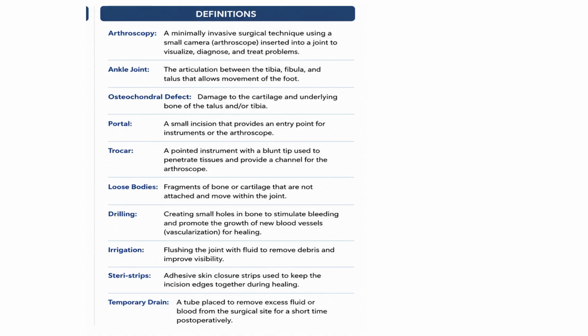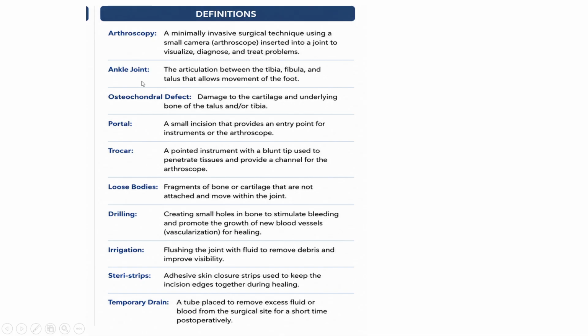So we will discuss the definitions now. What is arthroscopy? Arthroscopy is the examination of the joint. Here the physician will examine the joint with the help of the arthroscope, inserting it into the joint, and he will visualize, diagnose and treat the problems. So that is arthroscopy.